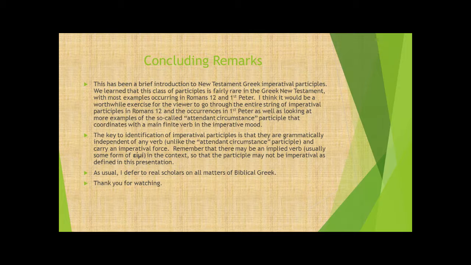The key to identification of imperatival participles is that they are grammatically independent of any verb, unlike the attendant circumstance participle, and carry an imperatival force. Remember that there may be an implied verb, usually some form of eimi, in the context, so that the participle may not be imperatival as defined in this presentation. As usual, I defer to real scholars on all matters of biblical Greek.